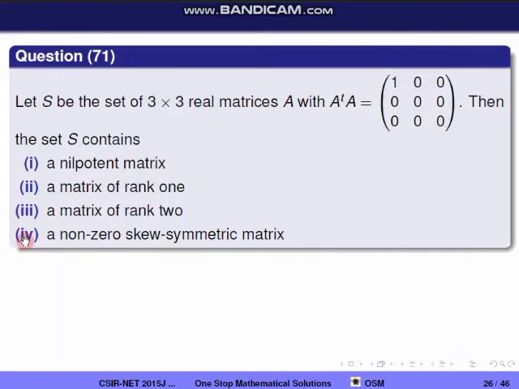S contains a matrix of rank 1. That is true. The third one is wrong because S contains only matrices of rank 1. Now, S contains a non-zero skew-symmetric matrix, which is not possible because the rank of any non-zero skew-symmetric matrix is at least 2. So the correct options are 1 and 2.